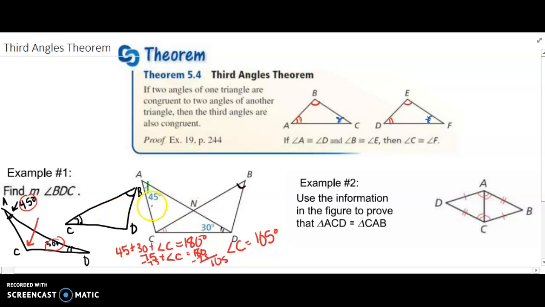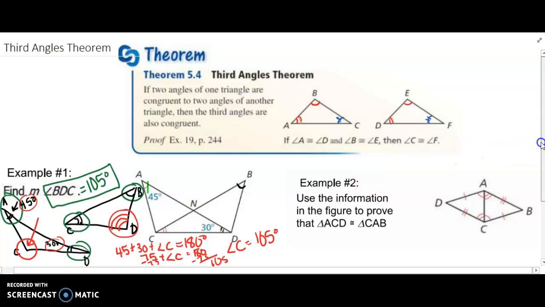Well, it didn't ask for angle C. It wanted to find the measure of BDC, which is this here. But wouldn't you agree that this angle has to be the same as this, because we know that this angle and this angle are the same, and we know that this angle and this angle are the same, which means that the third angles have to be congruent as well. So angle BDC has to equal 105 degrees as well.